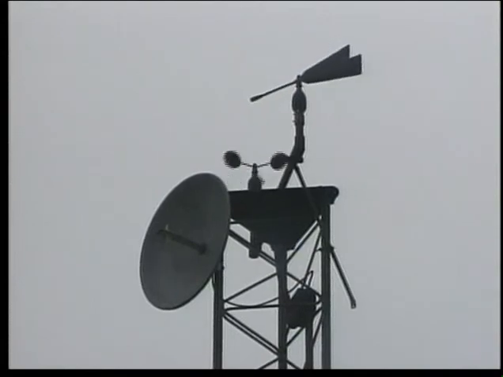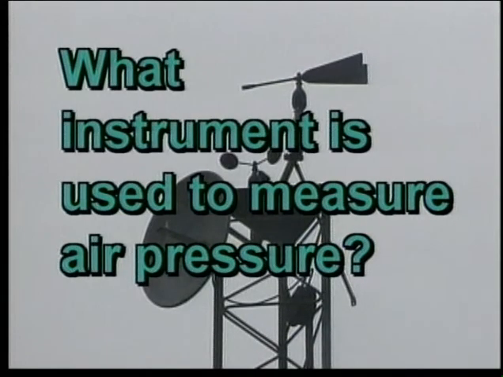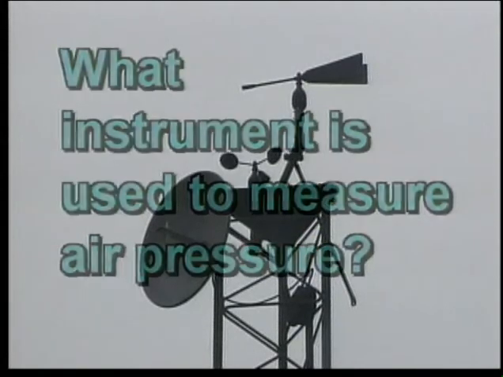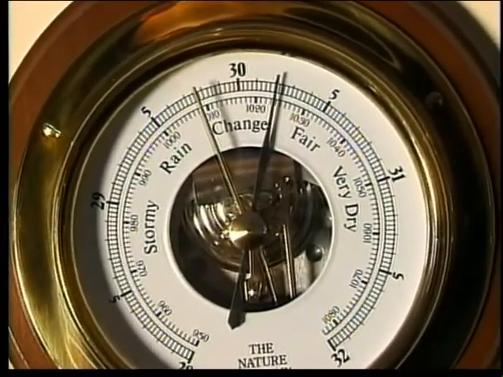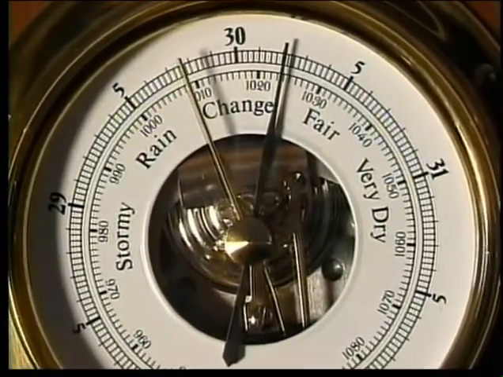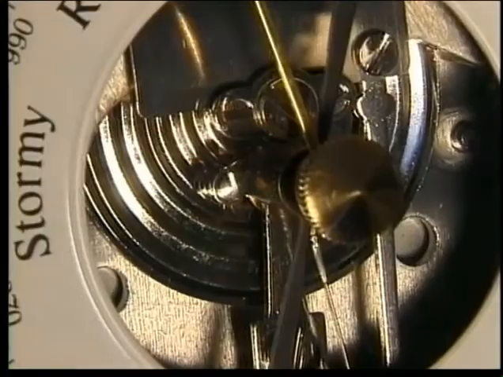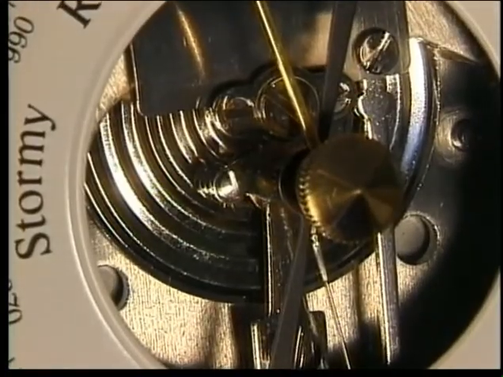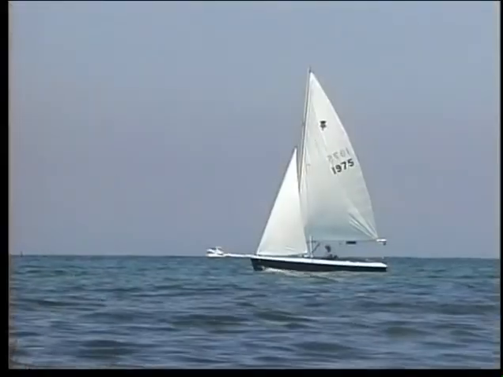You decide. What instrument is used to measure air pressure? Air pressure is measured with an instrument called a barometer. This is a common type of barometer called an aneroid barometer. An aneroid barometer consists of an airtight chamber. A change in air pressure causes a needle to indicate the air pressure.